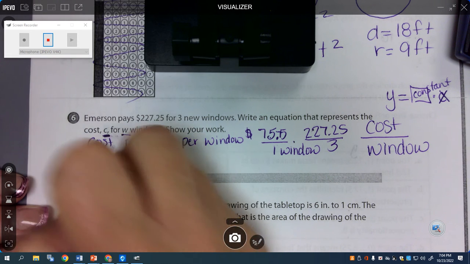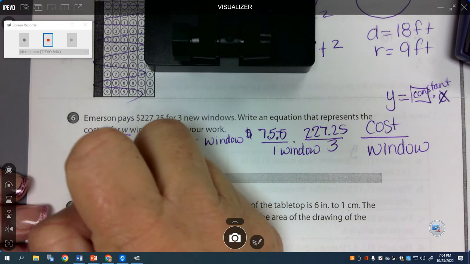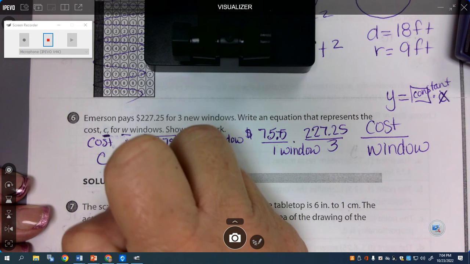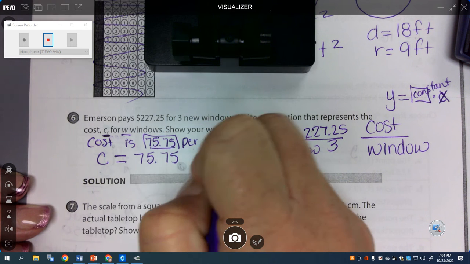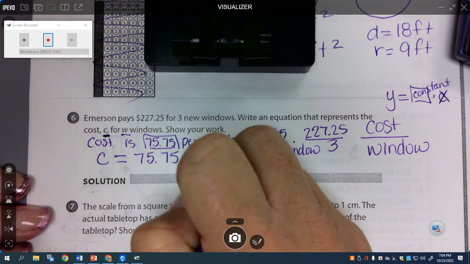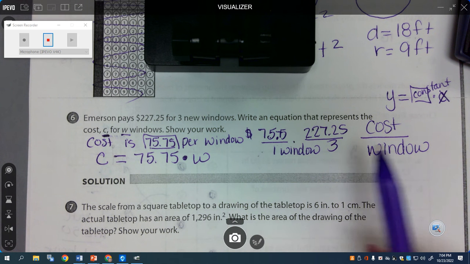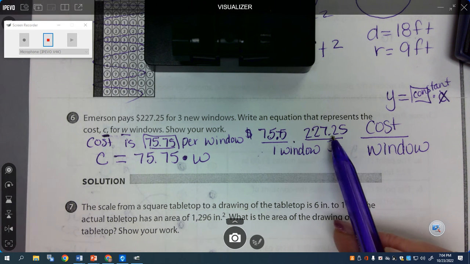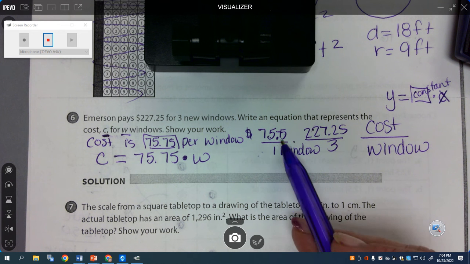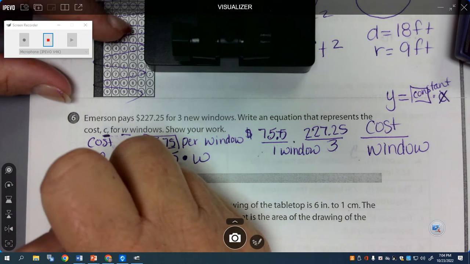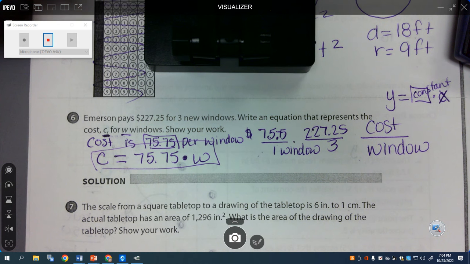C represents cost. This is the equal sign. This is your constant. And then it's going to be times the amount of windows. Because for 1 window, it's $75.75. For 3, it's $227.25. So we multiplied $75.75 times 3 to get that value. So that's how we created our equation.